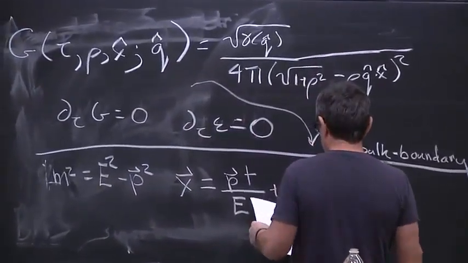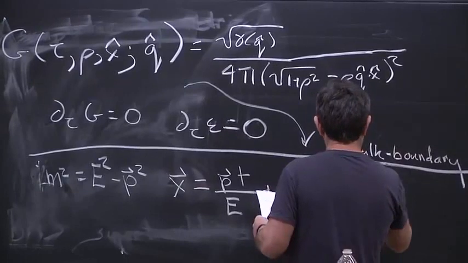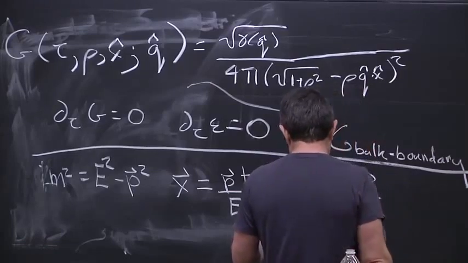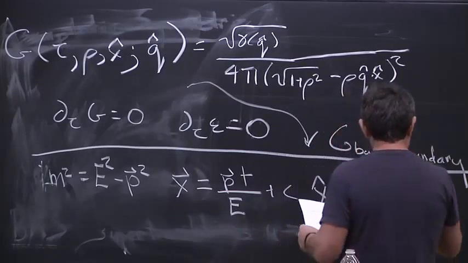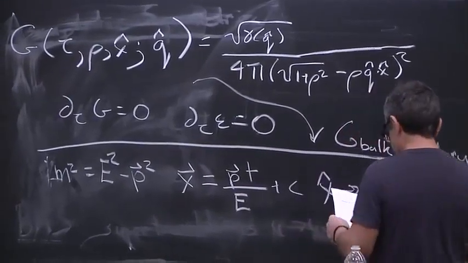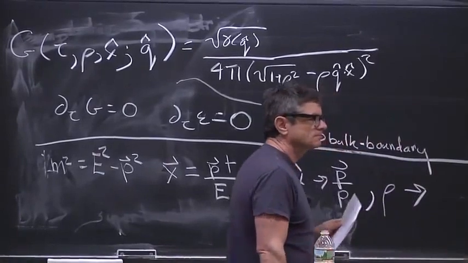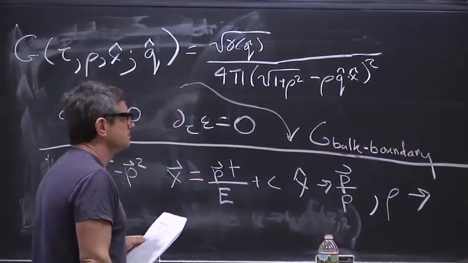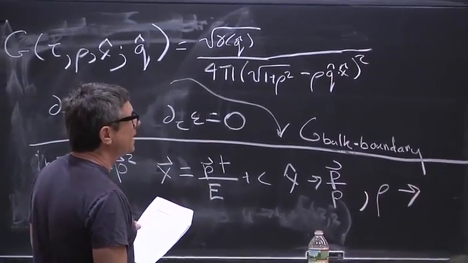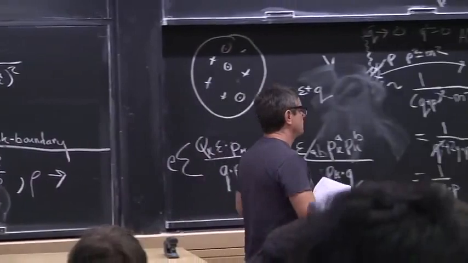And x hat, the unit vector, goes to p over p. But now what I want you to do, so I'm going to give you all 2 minutes, I want you to find out, what does rho go to? So rho was defined, where did rho go? Here's rho. What does rho go to at late times?